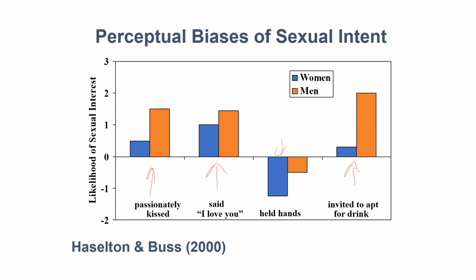Now, in all cases, the men perceive sexual intent greater than women perceive it. So this isn't how likely they are to engage in the act. This is how they perceive it if this happened. And in all cases, even holding hands, men perceive it as a greater interest in sex than women do.